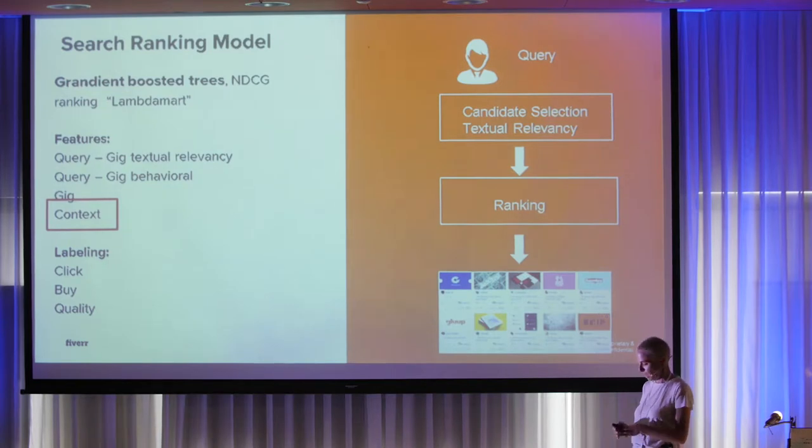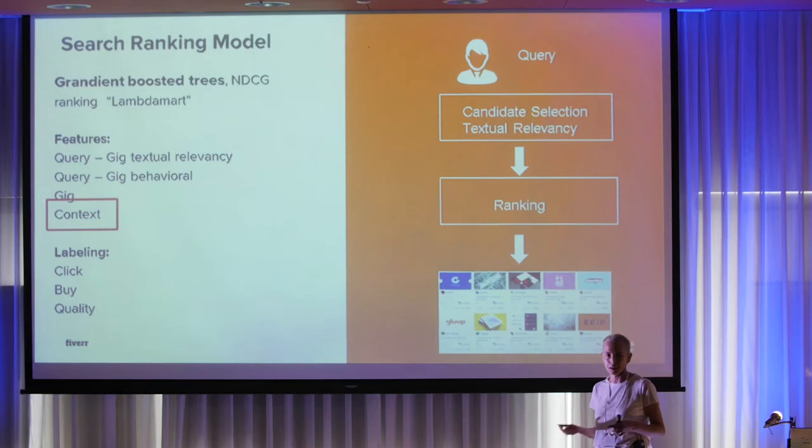during this session. And the labeling for the learn to rank for this ranking model is the behavioral labels that we got from our buyers. So we have a click, buy, and some adaptation for the quality. This is also an interesting presentation, how we measure the quality of our sellers.